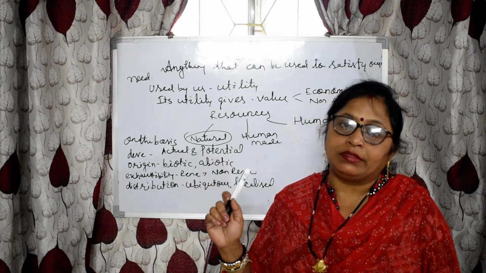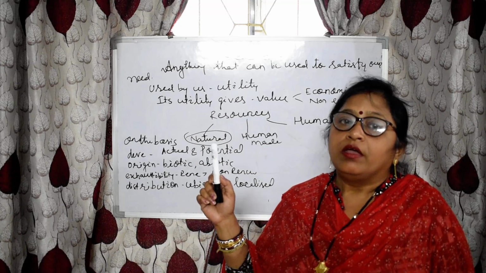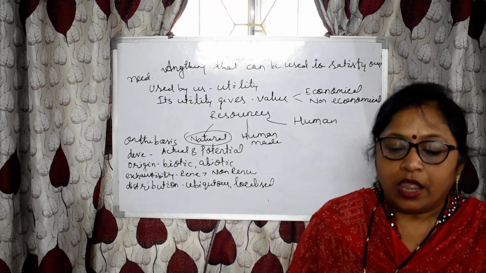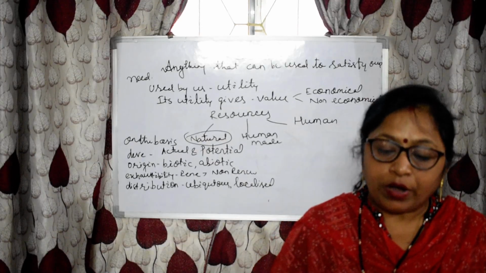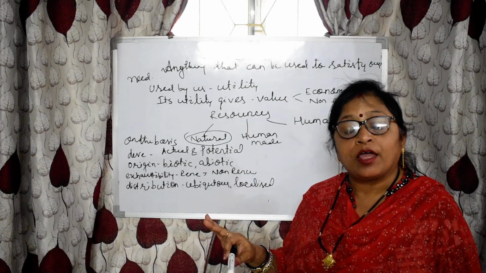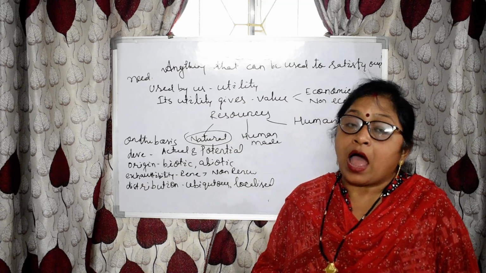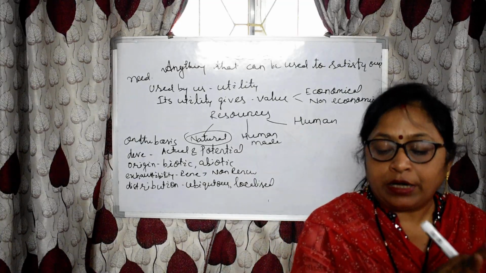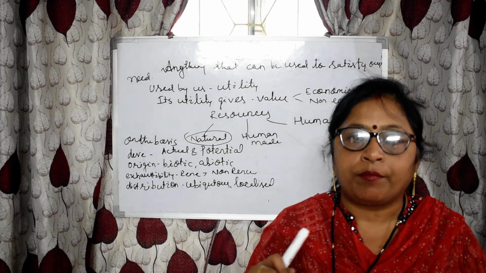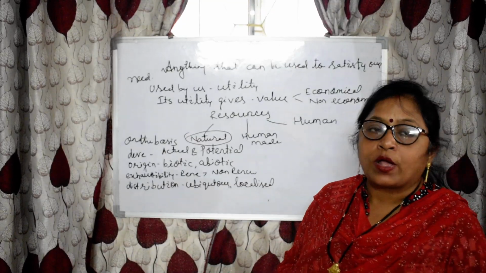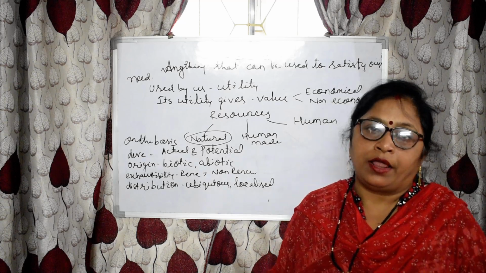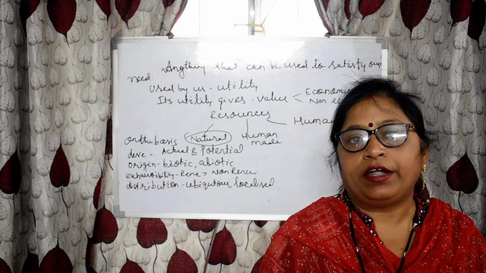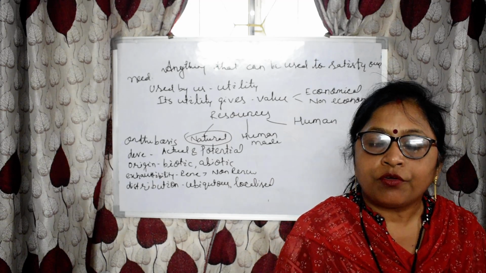And the last one, on the basis of distribution, ubiquitous and localized. Resources that are found everywhere, like the air we breathe, are ubiquitous, but those which are found only in a particular region, certain places, are known as localized, like copper and iron ore. So these are the different types of natural resources.